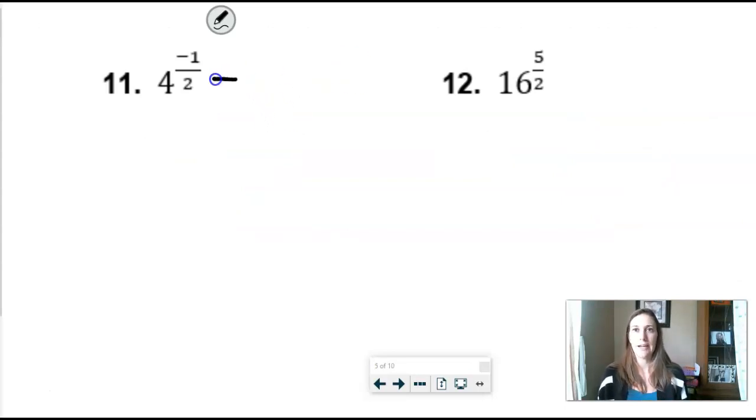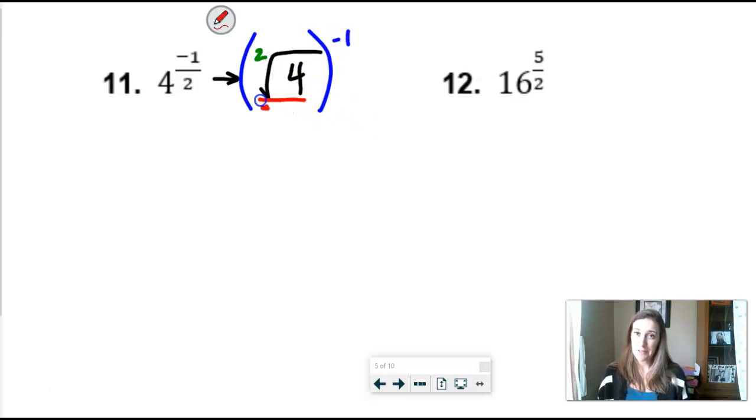Alrighty, same idea, radicals. My brain only thinks in radicals. So this becomes the square root of 4 to the negative first power. Again, I think my brain prefers the power to be outside. So the square root of 4 is a 2. And if I were to raise that to a negative first power like it says here, well guys, that's easy peasy lemon squeezy. That's just a 1/2.